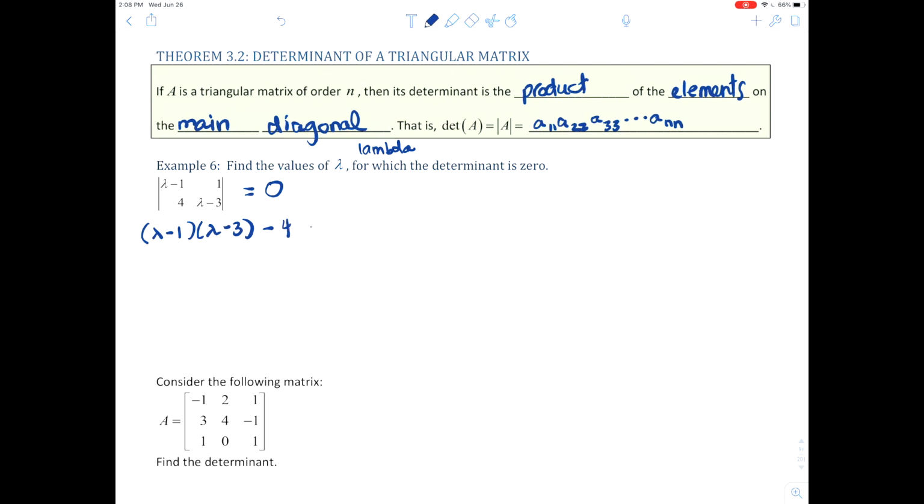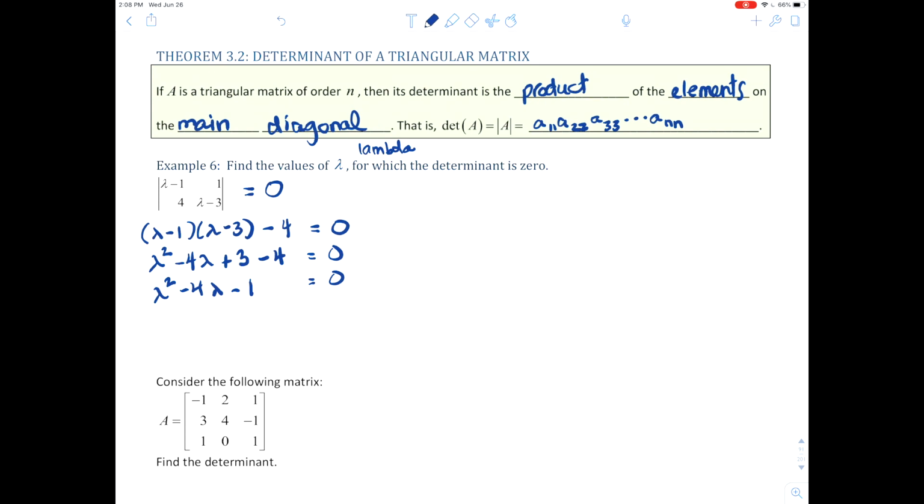Then we multiply lambda minus 1 times lambda minus 3, and then minus 1 times 4 is 4, to evaluate our determinant. The right-hand side is still 0. And then we have to expand this out, so don't forget about your algebra skills. You'll have lambda squared minus 4 lambda plus 3, and then minus 4 is 0. That will yield lambda squared minus 4 lambda minus 1 is equal to 0. Cool so far? All right, well, how would we solve that? Beautiful. You can just use the quadratic formula.